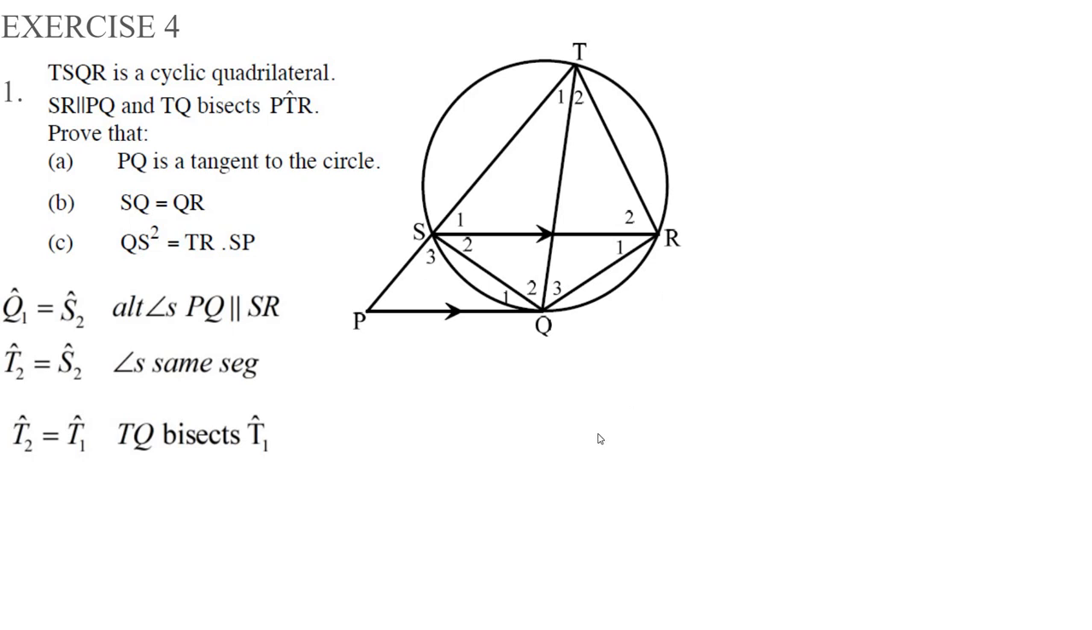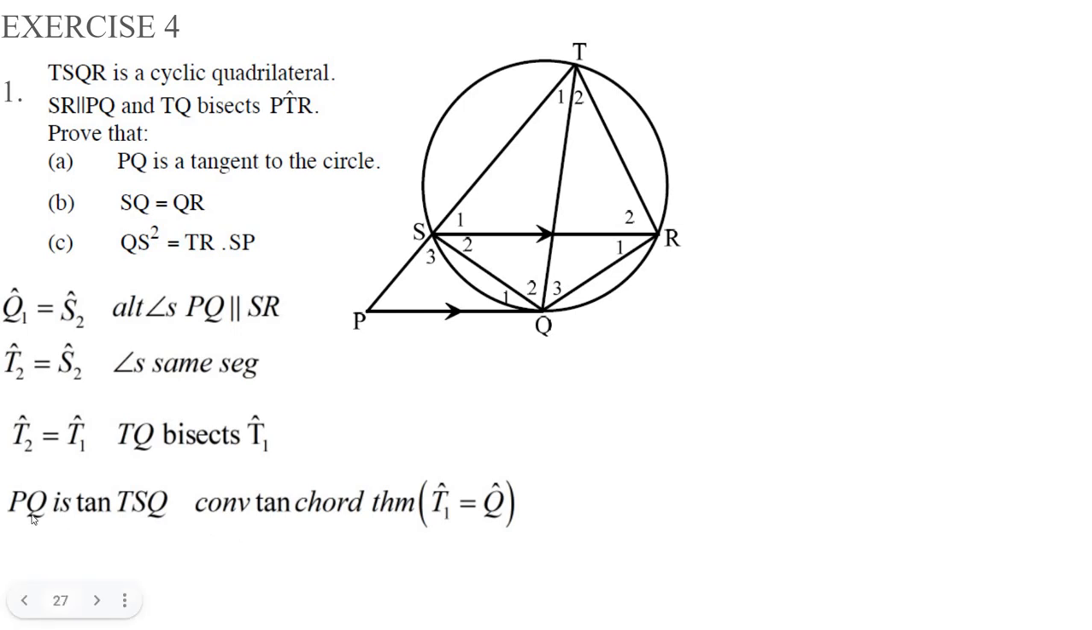So those two angles are the same. But hey, we get something out of that. From that, we get that PQ is a tangent to the circle, a TSQ that goes through that triangle. It's the converse of the tan-chord theorem because T1, this T1 right here up at the top, is equal to Q1. I meant to put a little 1 there. Q1, not the whole angle Q, just Q1. Okay, so there we go. We proved the first part.